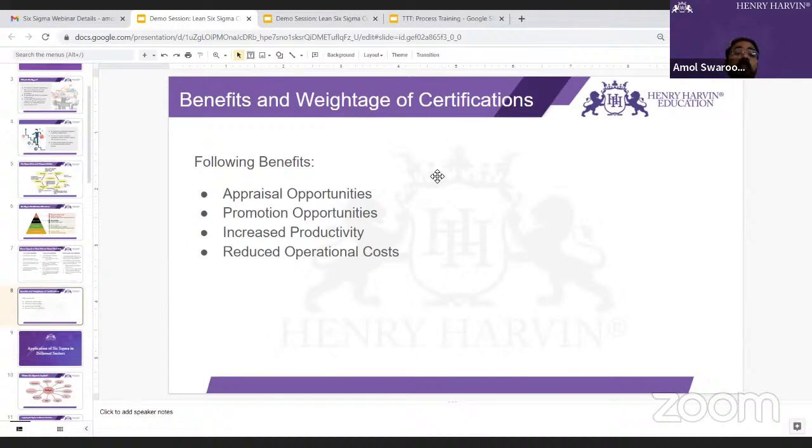Or else, if they're asking for some kind of managerial job, then also under preferred qualifications, they always ask for Lean Six Sigma certification. So if you have the certification on your resume, that will certainly help you sort your resume out from others, right? It will help you gain a higher post in your career, in appraisal opportunities, increase productivity and reduce operational costs, right?